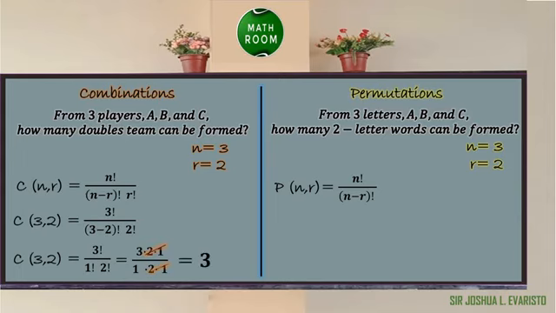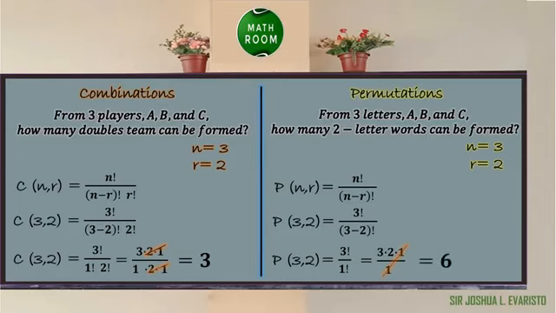Now, let us solve the second question. Substituting the values of n and r to the formula gives us P(3, 2) is equal to 3 factorial over 3 minus 2 quantity factorial. Simplify, we have 3 factorial over 1 factorial, since 3 minus 2 is equal to 1. Expand the numerator and denominator, so we have 3 times 2 times 1 over 1, and cancel 1 on numerator and denominator. 3 times 2 is equal to 6.